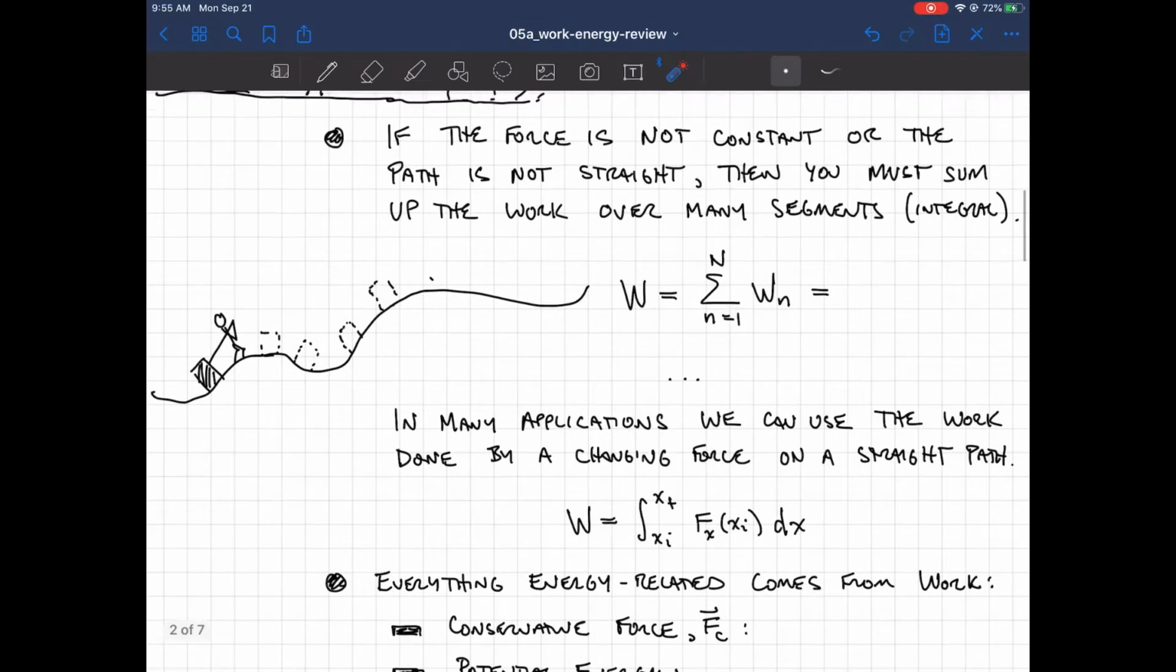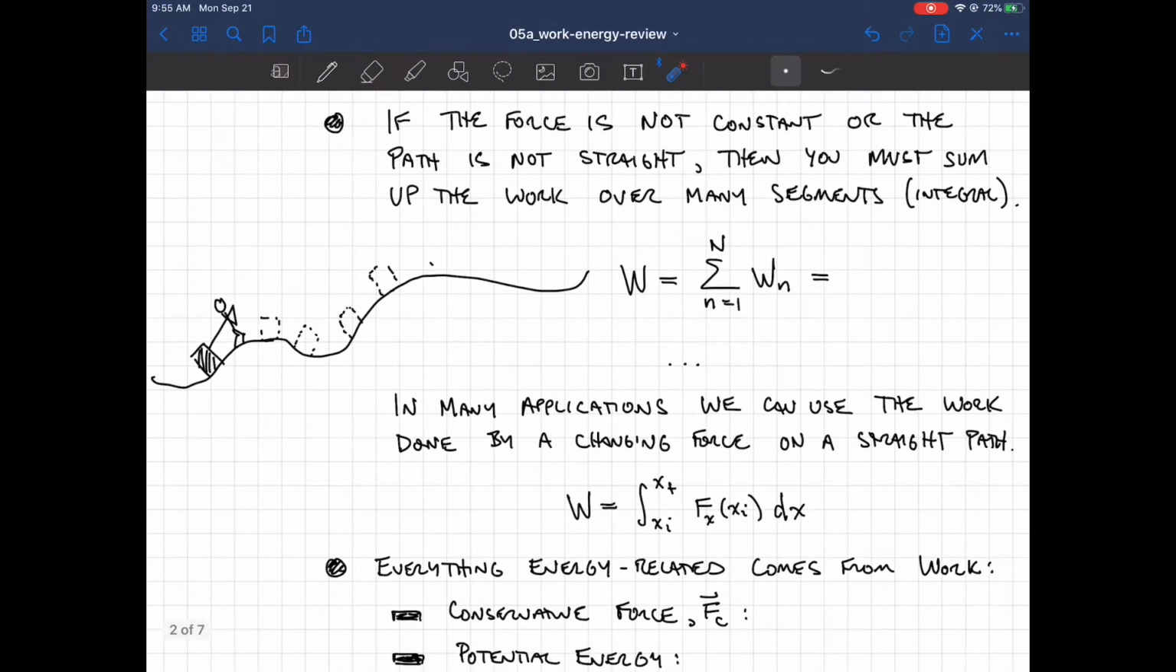Now, in general, we'll talk about the work done by forces that are not constant, so they might be changing over the path, or paths that are not straight. So this is one example of a path that's not straight, and usually we talk about a path as like a curve in space. So sometimes we write that path with like a C here.